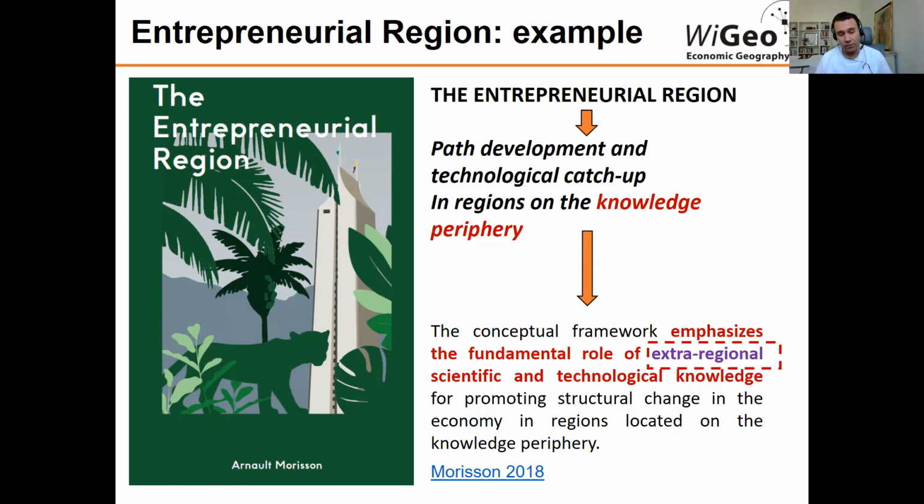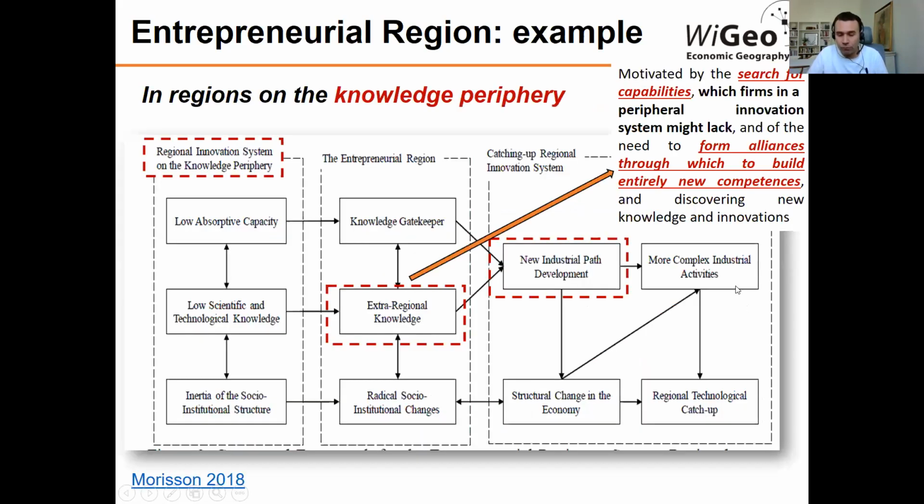He addresses, first, that we have to try to generalize the concept in knowledge periphery regions through the case study of Medellin. In comparison to the earlier slide of that framework in which inter-regional knowledge is highlighted, here Morrison highlights the extra-regional scientific and technological knowledge supporting an entrepreneurial region in Colombia. This is related somehow with the incapacity of the urban region of Medellin to generate its own knowledge fostering technology.